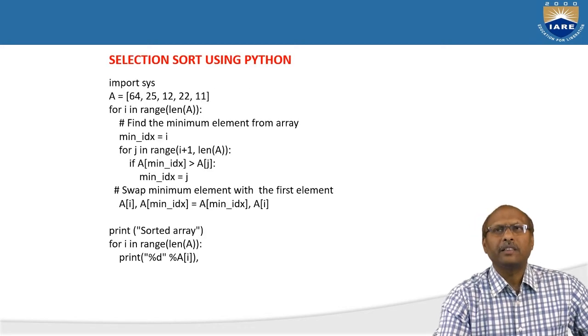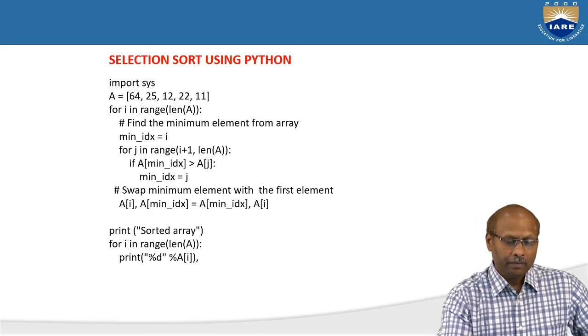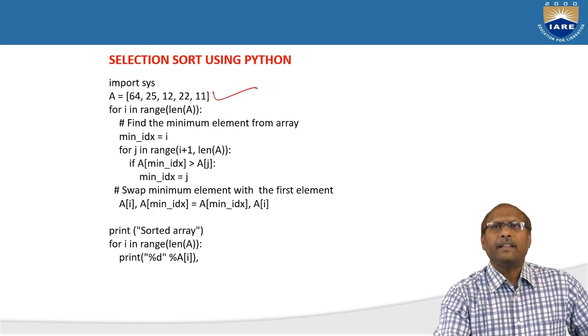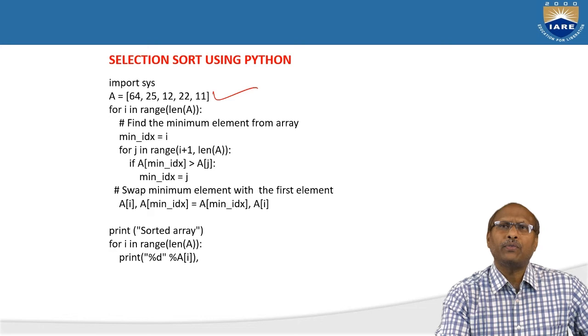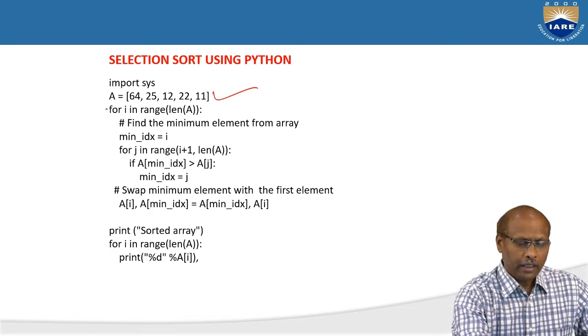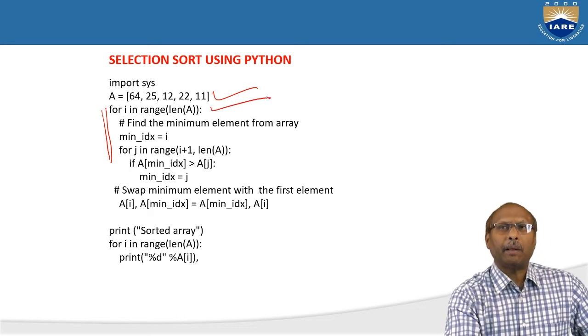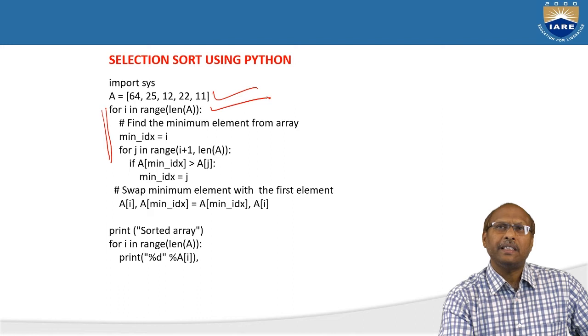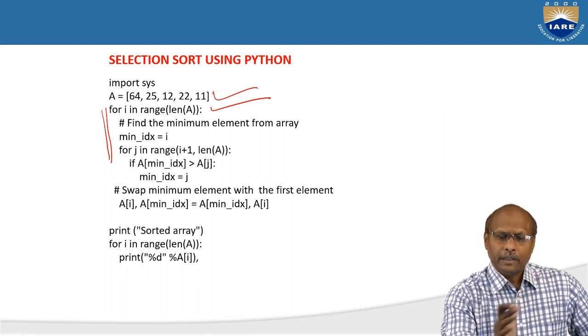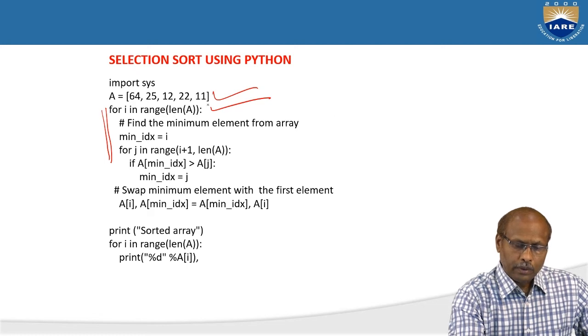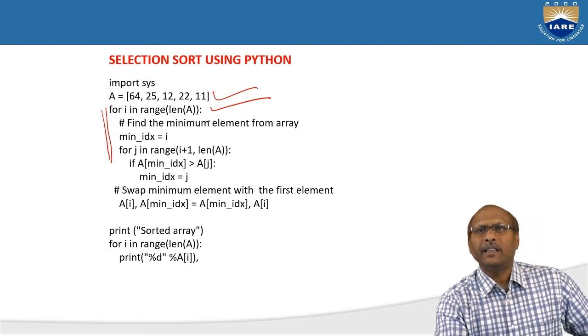So you can write a small selection sort program using Python. Assume there is an array with the values 64, 25, 12, 22 and 11. Now to sort this one, you have to write loop within a loop. The outer loop will repeat n number of times. If there are 10 elements, it will repeat 10 times. If there are 5 elements, it will repeat 5 times. So my outer loop starts from 0 until length of the array.